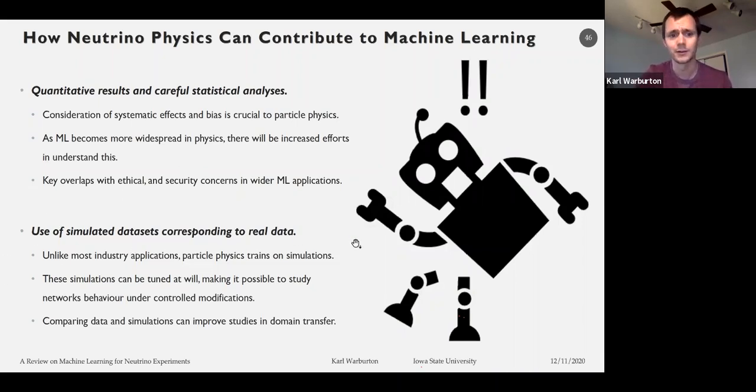Another key difference is that particle physics uses simulated data sets rather than the actual data themselves. And this means that we can look at how our networks behave under very carefully controlled changes to the training data, or even the evaluation data. And that means that we can really help identify how these minor differences play into the effectiveness of your neural networks. And by comparing the efficacies between the two domains, we can really improve studies in domain transfer.